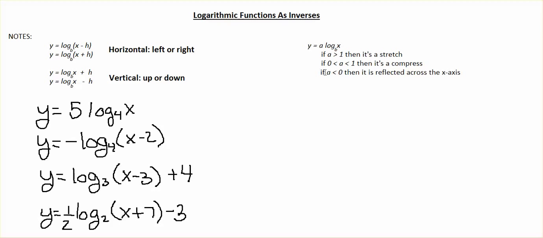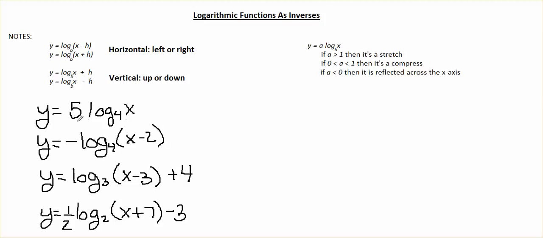So the very first thing I would do is check to see if we're doing a reflection. If we're doing a reflection, that means it's going to flip your logarithm graph over the x-axis. Then I would take a and take its absolute value. And if that absolute value is greater than 1, it's a stretch. If it's somewhere in between 0 and 1, then we're compressing. So let's take a look at 4 of these functions here, and let's just describe the transformations being done.